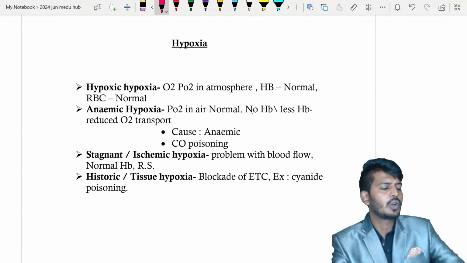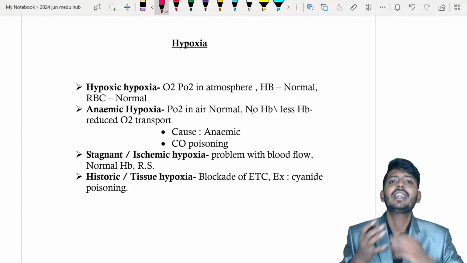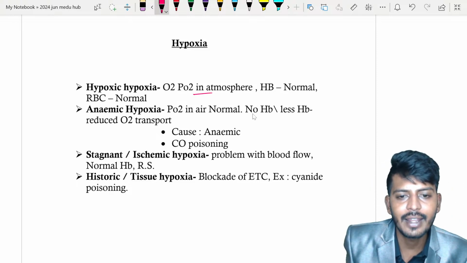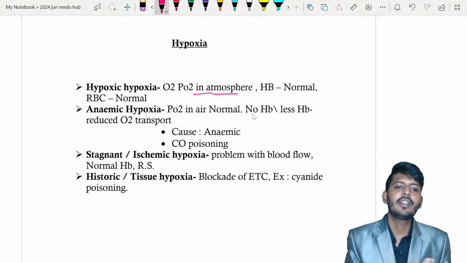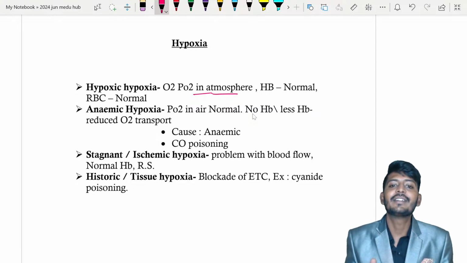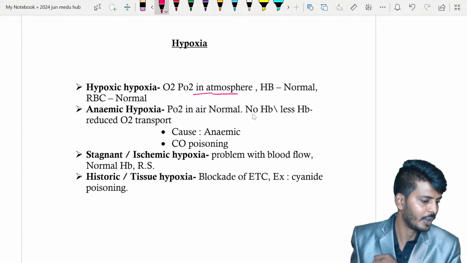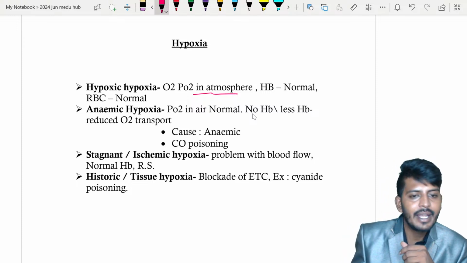Okay, so hypoxia. Hypoxia is a condition in which there is a lack of oxygen in the atmospheric air. Because of this hypoxia occurs, for example at high altitude. Hemoglobin and RBCs will remain normal. Okay, no problem. Now anemic hypoxia.